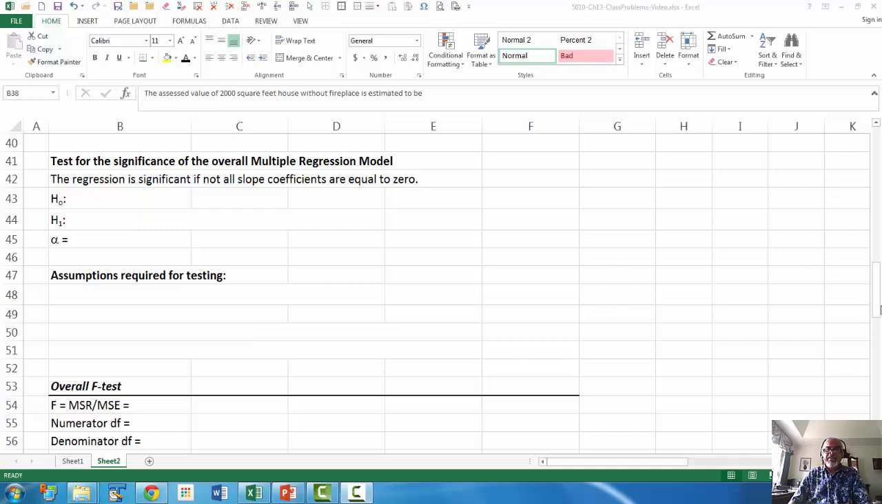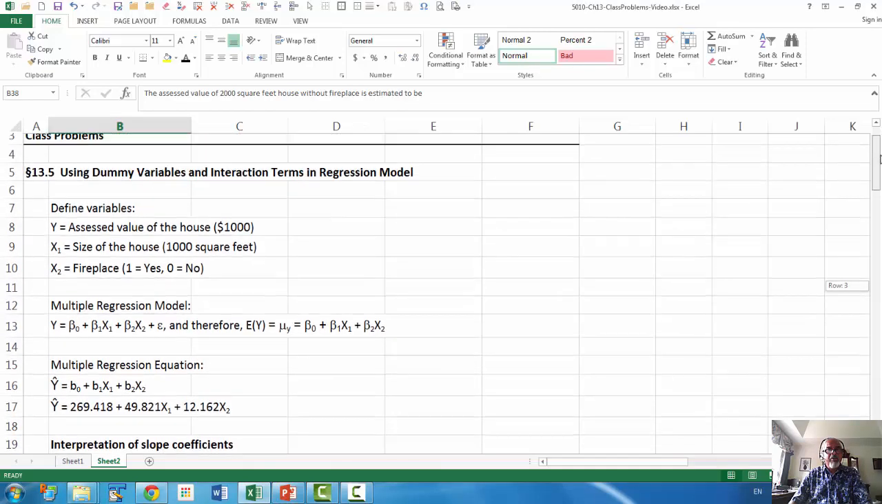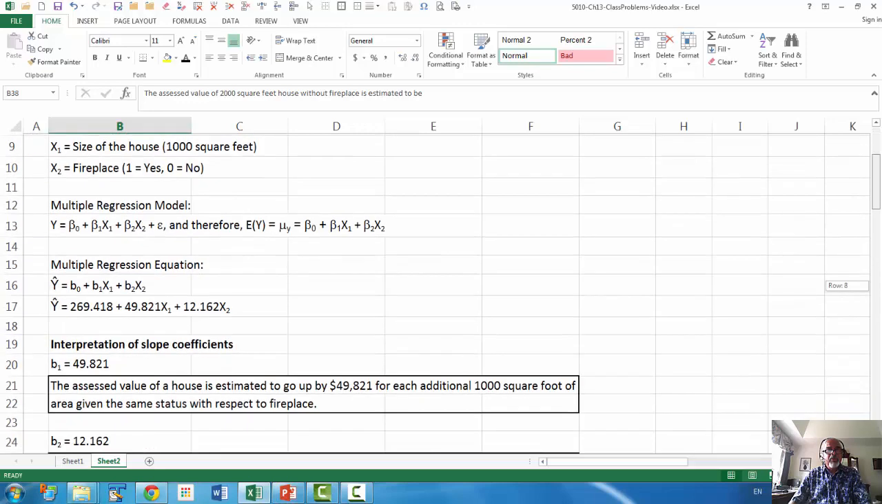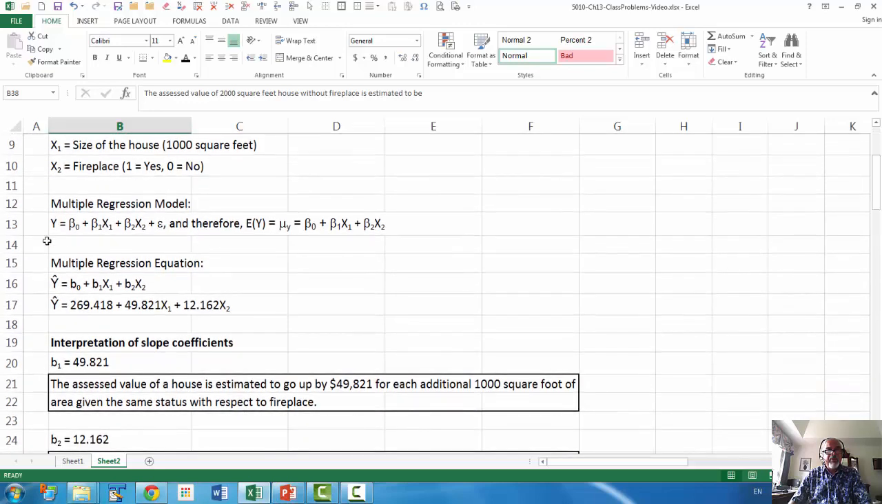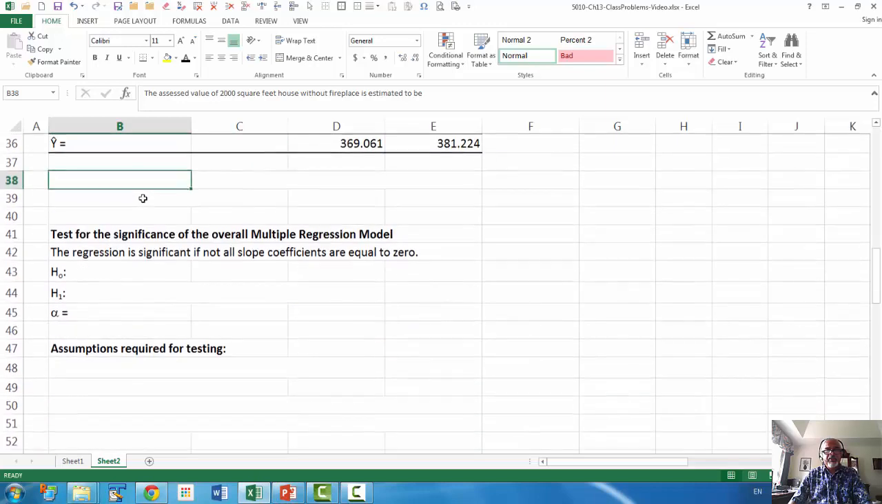Now let's look at testing. So here once again we are continuing with our dummy variable example where our model is given by this function, and we want to test whether this model is significant or not.